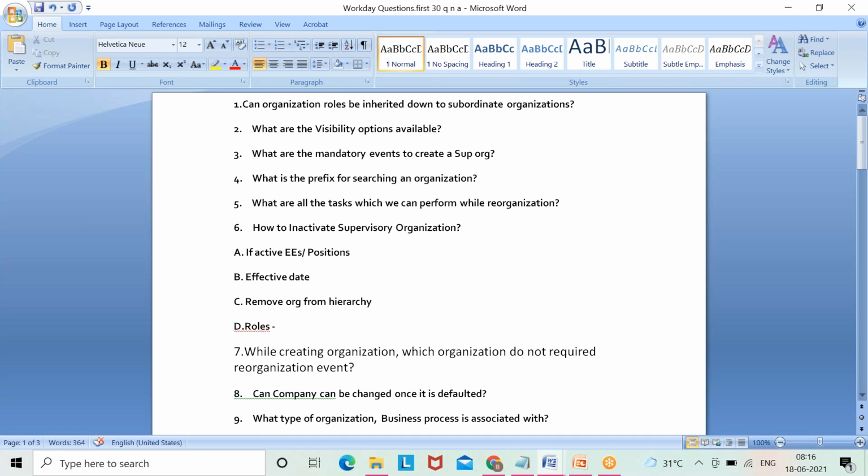That's the reason a reorganization event is not required for both organizations to track the changes. When you're not creating a subordinate or assigning a superior, why do we need a reorg? Not required. So that's the reason.